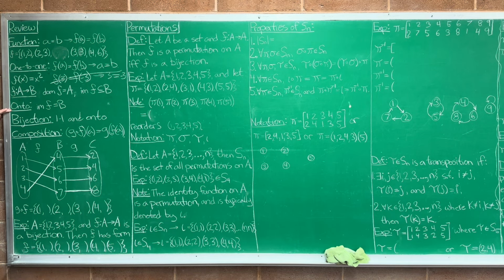And then finally, our last property that we cared about functions having was the function being onto. When is a function onto? So a function from A to B is onto when the image of f is all of B.